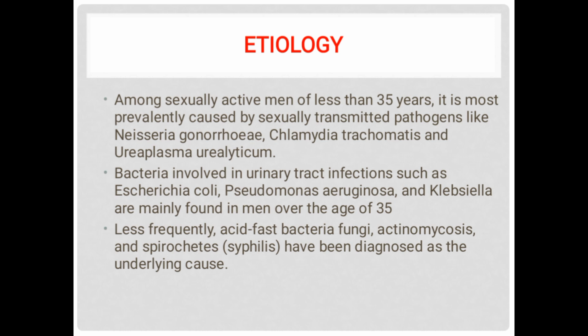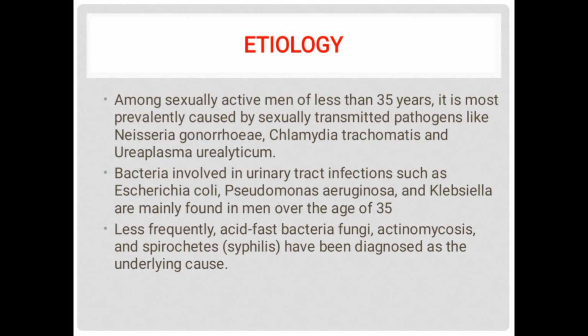Etiology. Among sexually active men of less than 35, it is most prevalently caused by sexually transmitted organisms like Neisseria gonorrhea, Chlamydia trachomatis, and Ureaplasma urealyticum. Bacteria involved in urinary tract infection, such as E. coli, Pseudomonas aeruginosa, and Klebsiella, are mainly found in men over the age of 35.